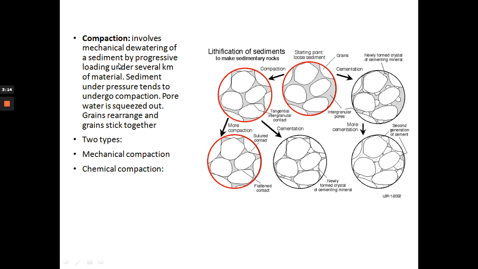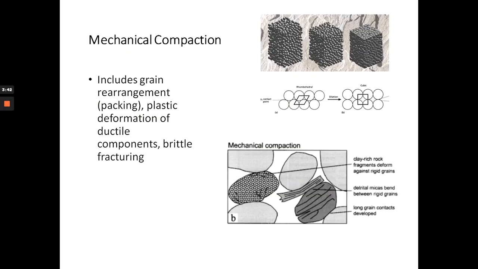Okay. And that happens because of progressive loading of sediment under several kilometers of sediment. Sediment under pressure tends to undergo compaction, pore water is squeezed out, and grains are rearranged, and they can be amalgamated together. There are two types of compaction. First is mechanical compaction, and second is chemical compaction. Let's have a look at these two types. So mechanical compaction is easy to understand, right? So you have loose sediment, when you put more and more burden on top of it, so you're losing space, it becomes compacted. Jadi mampat.